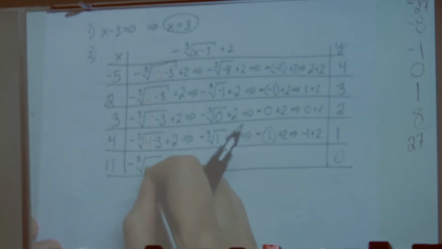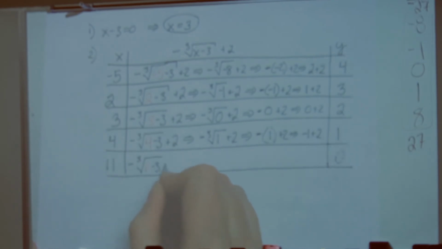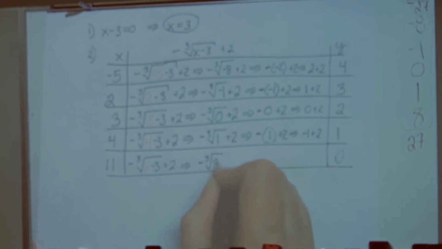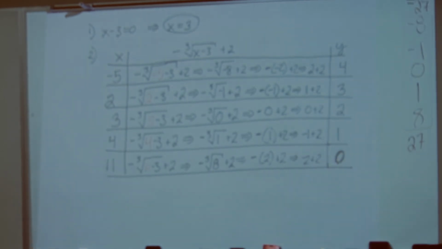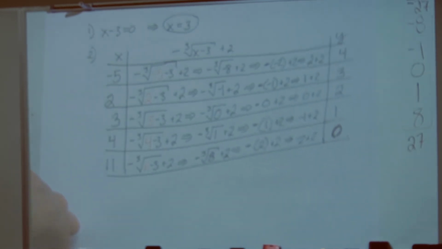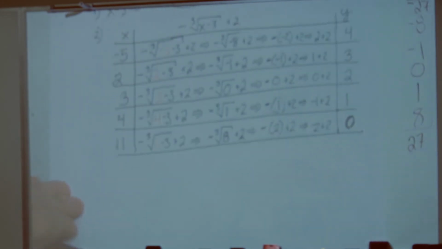All right, you got 11 minus 3 plus 2. So that gives you the negative cube root of 8 plus 2. And 2's on the outside. Got the negative of 2 plus 2. So negative 2 plus 2 is 0. By putting it in order, from small to large for your x's, you will get a lovely pattern for your y. All right, let's graph this.